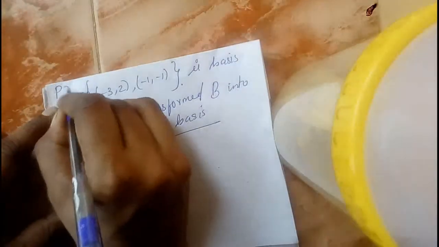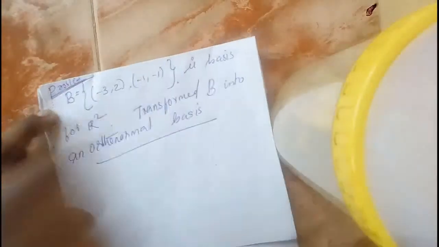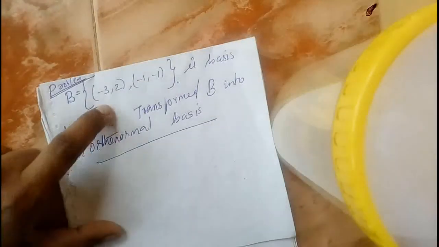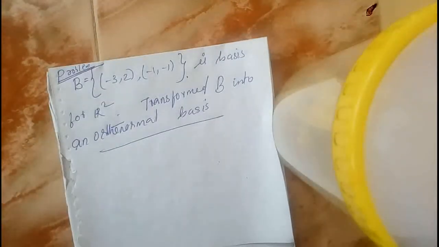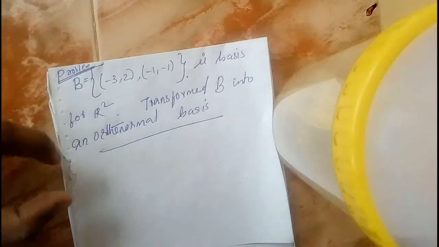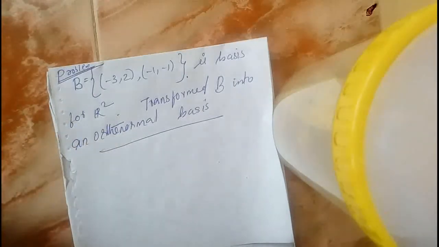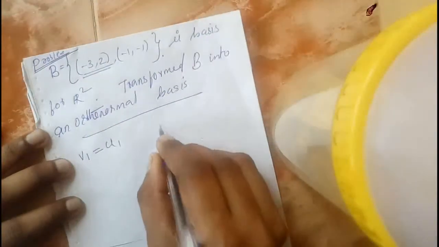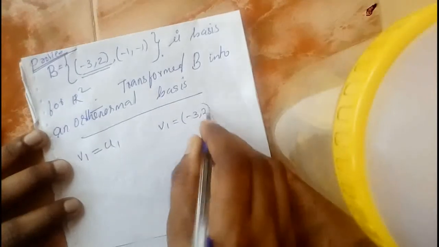Here I will discuss one problem about Schmidt orthogonalization. Given a basis of R2: (-3, 2), (-1, -1). Transform this basis into an orthogonal basis. First step, as we already said, v1 is the same as u1 itself. So here u1 is this, so v1 is (-3, 2) itself.